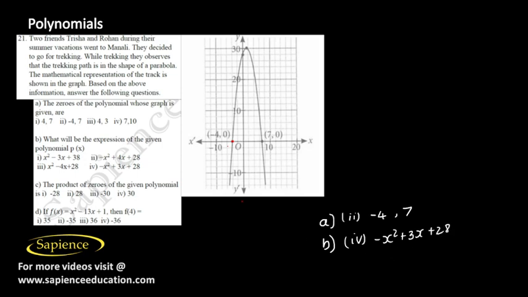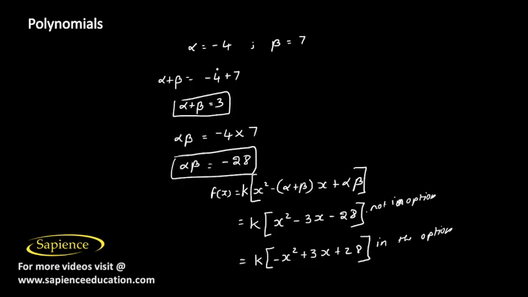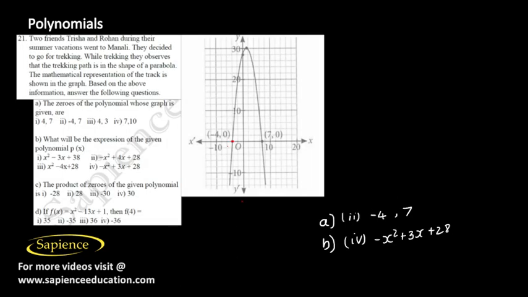Now the third question is the product of zeros of the given polynomial. So we found the zeros as minus 4 and 7, and when we found the product, we got minus 28. So the answer to the third question is minus 28. The option 1 is the correct answer.